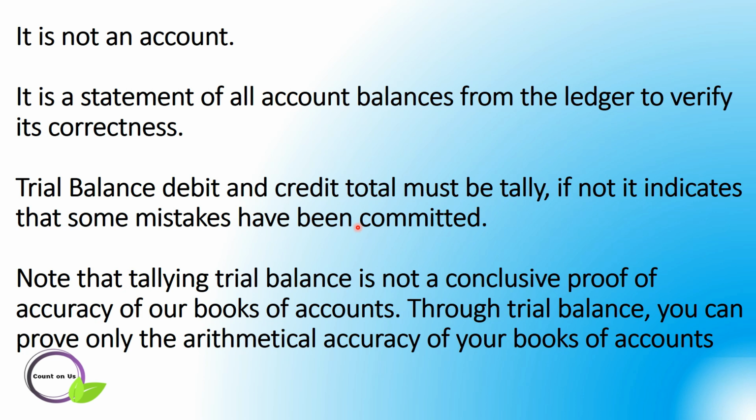You know that as per the double entry accounting system, for every debit there must be a corresponding credit. It means that when one account is debited, another account must be credited with a similar amount. So the sum of debit entries should be equal to the sum of credit entries. If those are not tallied and any difference arises in those totals, it indicates that some mistakes have been committed.